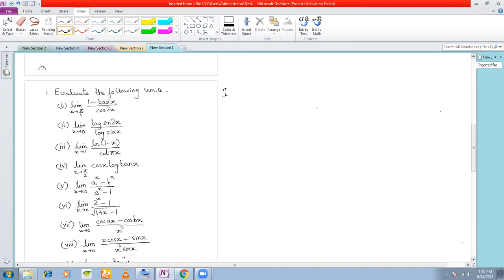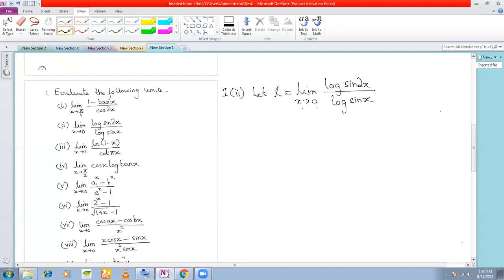This is part 2. We start by saying let L is equal to limit x tends to 0 of log sin 2x divided by log sin x.